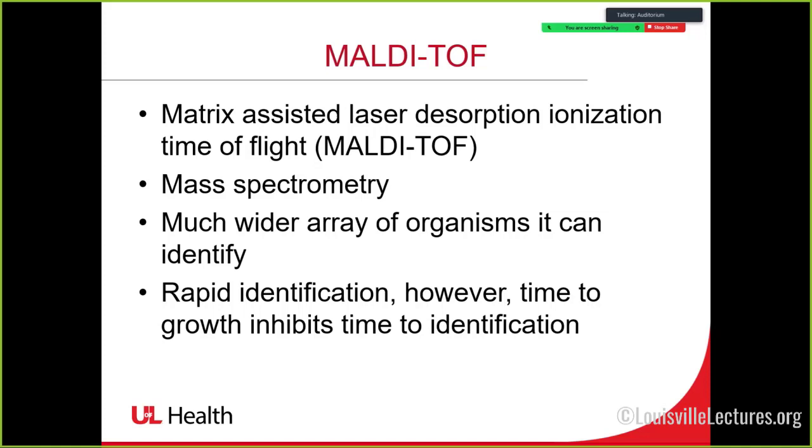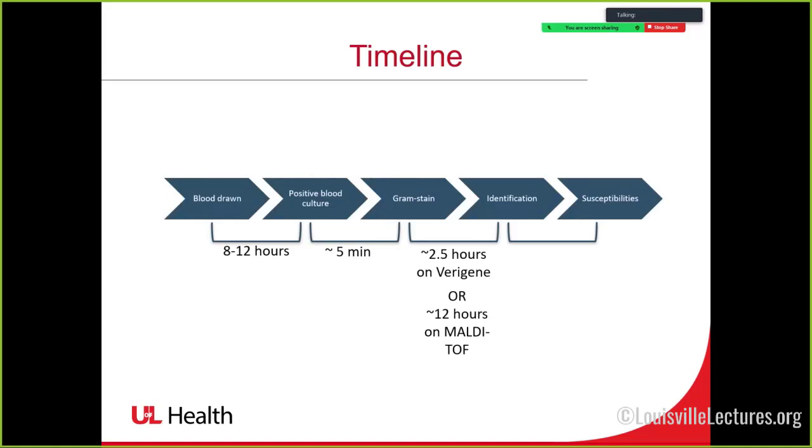But it has a much wider array, so they have a huge catalog of organisms that they can identify, and this is how they identify anything not on Verene. This is how they identify most of your other cultures that you're sending, like respiratory cultures, urine cultures. They're letting them grow and then putting it on here so that they can identify it. The test itself is like 5 minutes. It does not take long for them to figure out what it is. You just gotta wait to get a good sample from that organism growth. And again, this takes about 12 hours or so, just due to the time you have to wait for it to grow.